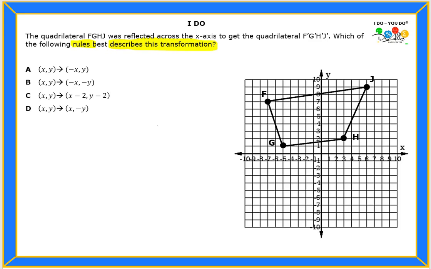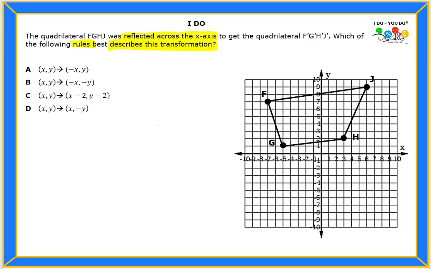So they are telling you already that it's a reflection, right? And they're also telling you that it's reflecting across the x-axis. So all of that is major information already. Okay, so what we're going to do next is find the coordinates for my F, G, H, and J points from my quadrilateral.